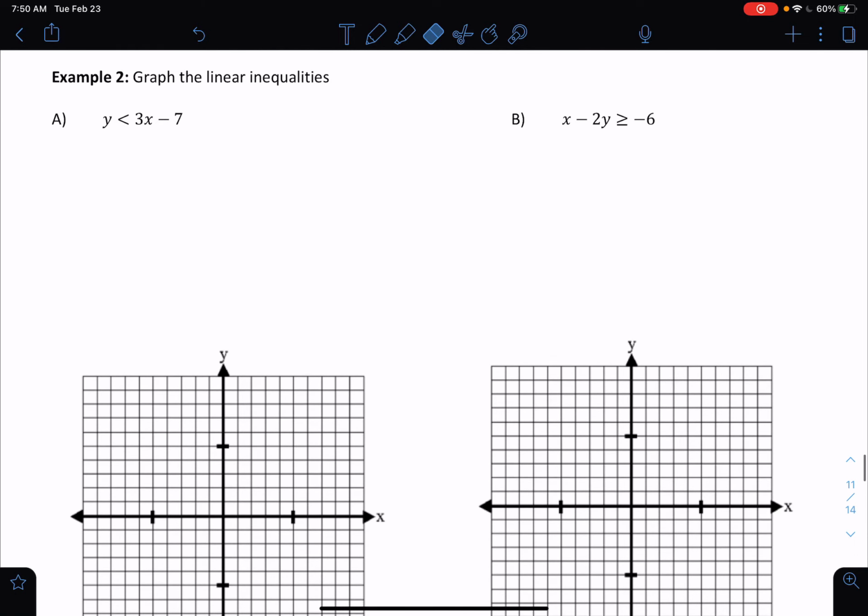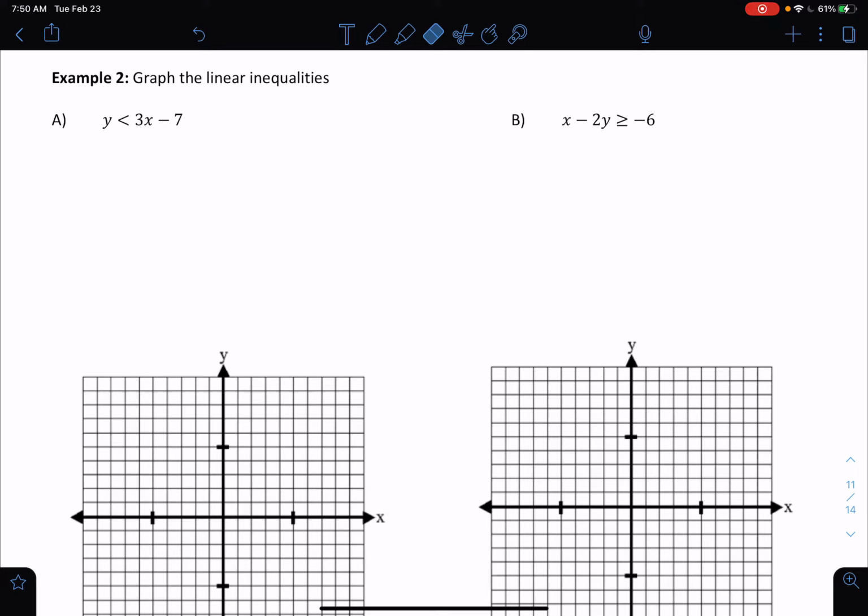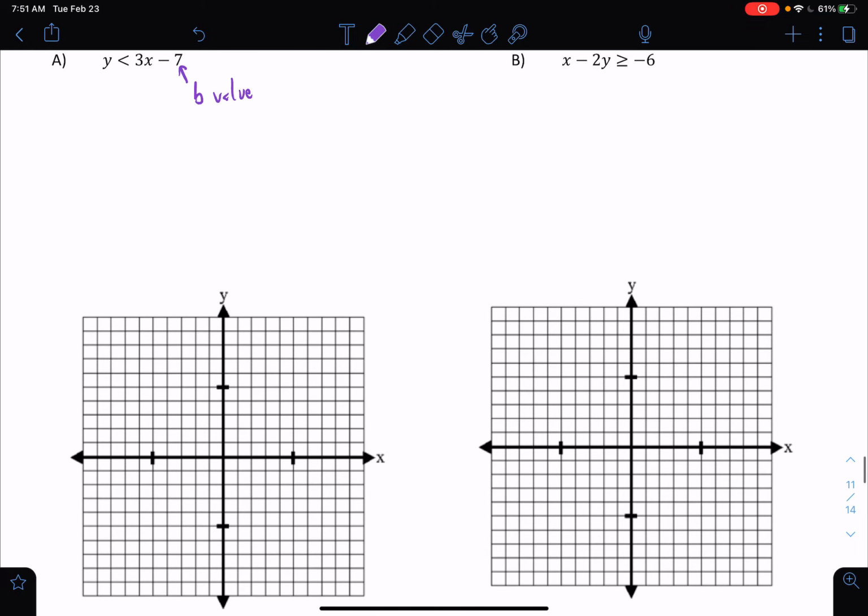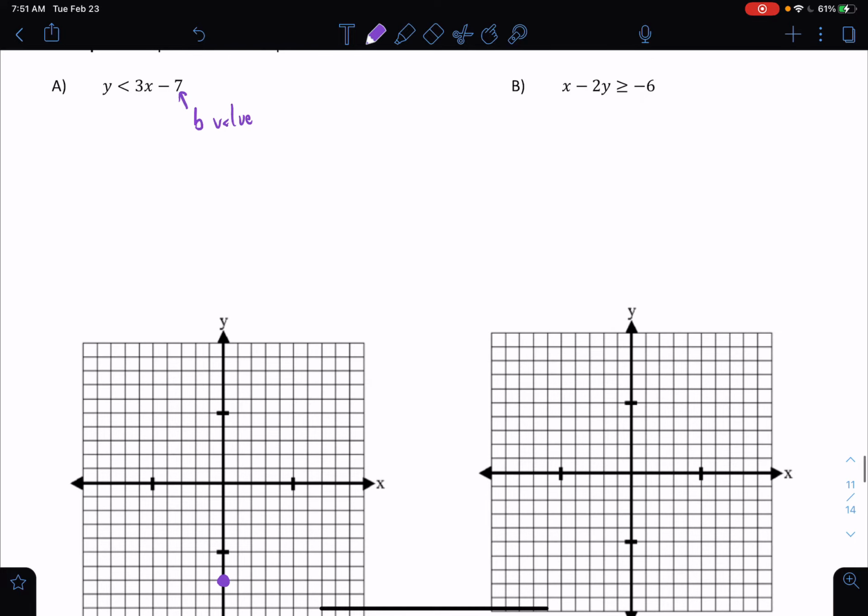Let's graph the linear inequalities and find their solution regions. So we get y is less than 3x minus 7. This is already in slope-intercept form. So this is my b value, that's where I'm going to start, at -7. And then this is my slope, which is m equals 3. So we could say 3 over 1, rise over run, or we could say -3 over -1, rise over run.